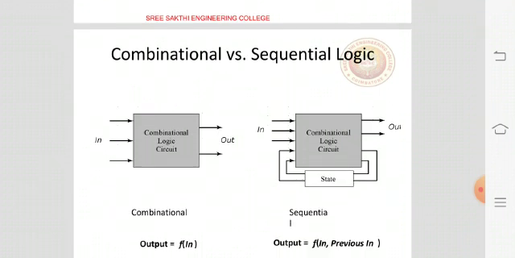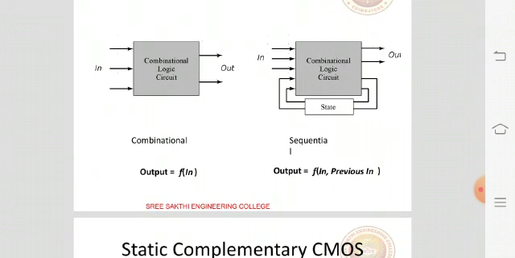Then for combinational logic circuit, if we are adding a feedback, we can call that a sequential logic circuit. So output of combinational logic circuit is equal to a function of input, whereas in sequential the output with the feedback is equal to f of input comma previous input. So previous value can be obtained or taken in sequential logic, whereas in combinational logic we are having only present input. For that particular input we are getting the output.